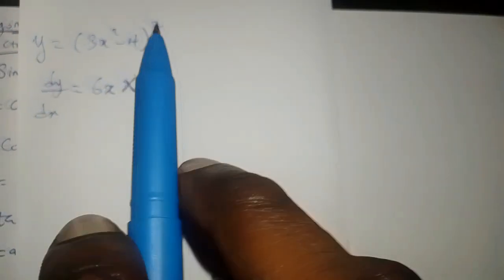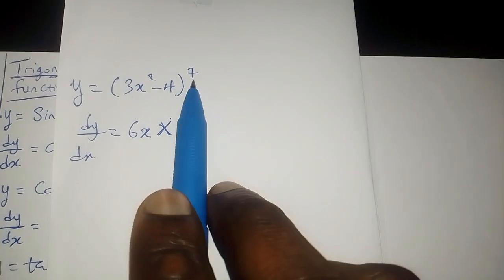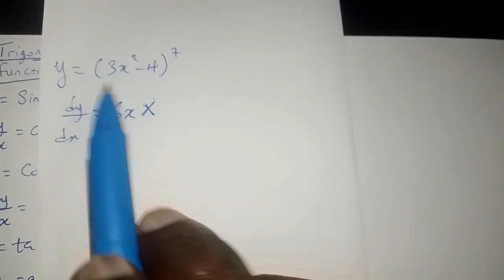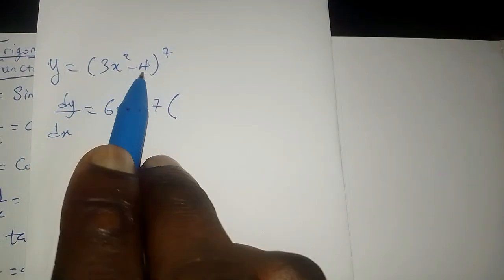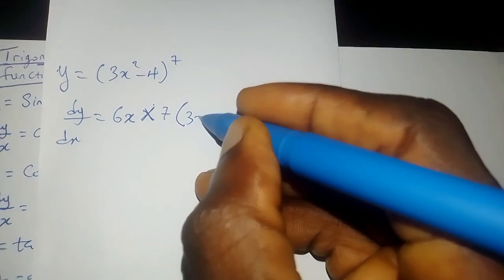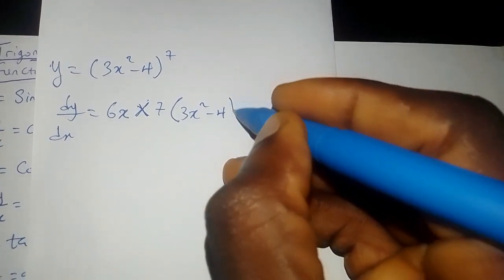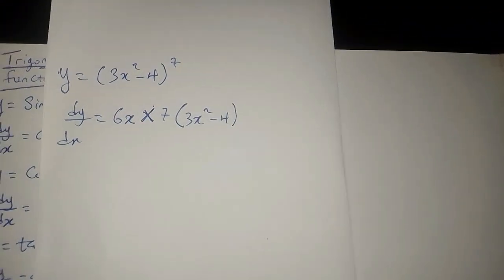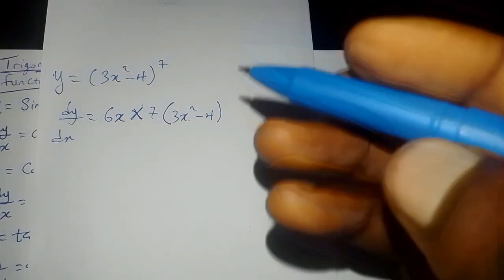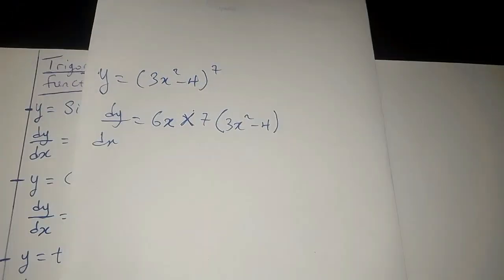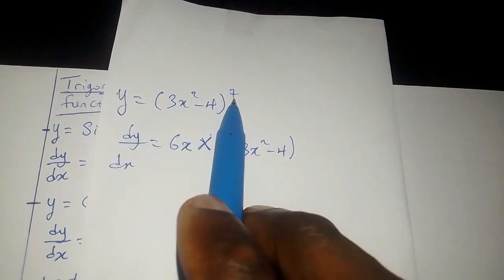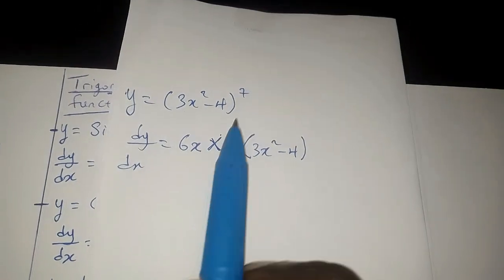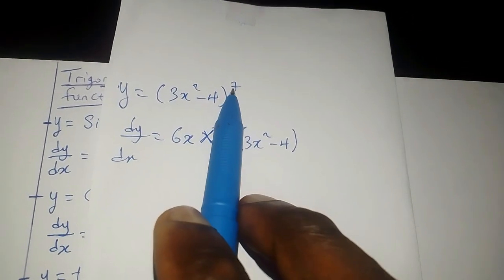Anything I have as my power here, I'll bring it down. Now bringing this down, that's times 7, multiplied by what now? What I have in this bracket, just rewrite it. That's (3x² − 4) all raised to power. Remember the law of first principle, it must hold. Since you have brought this 7 down, it must be reduced by 1. That's raised to power 6.